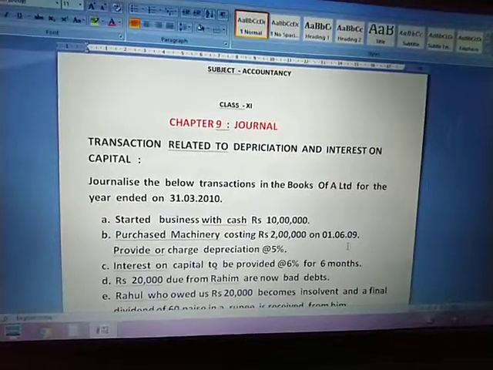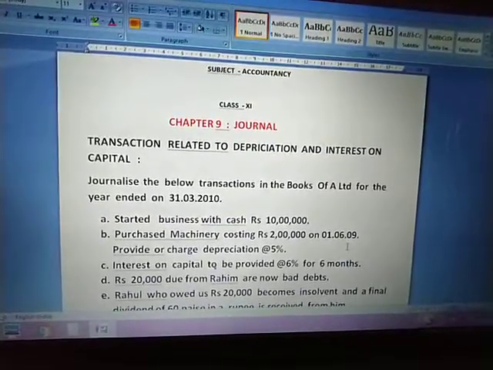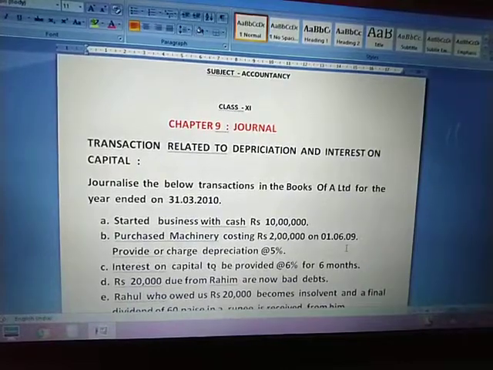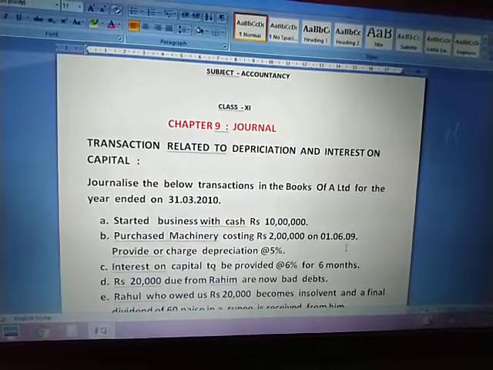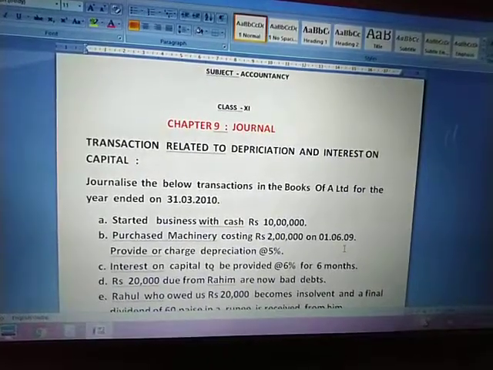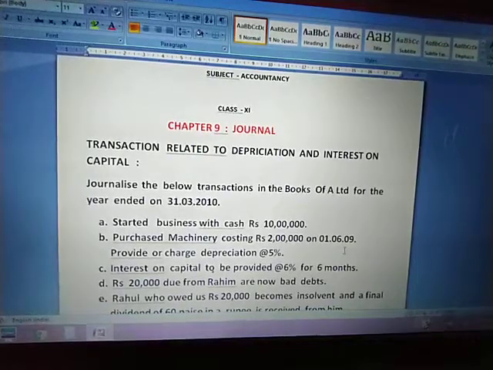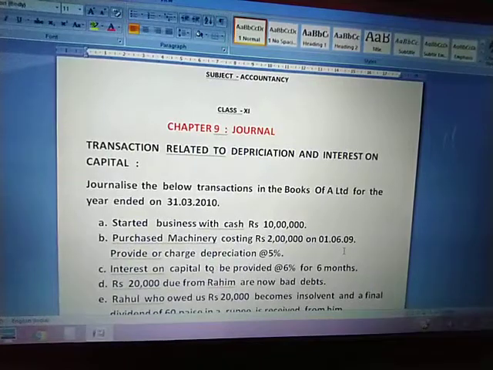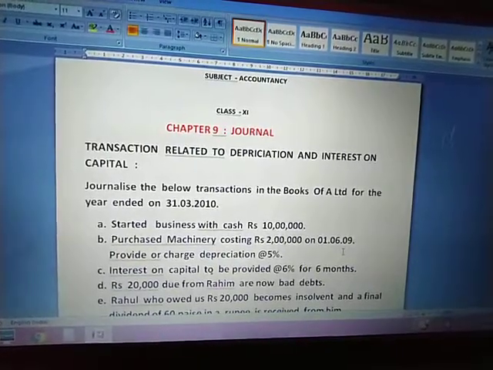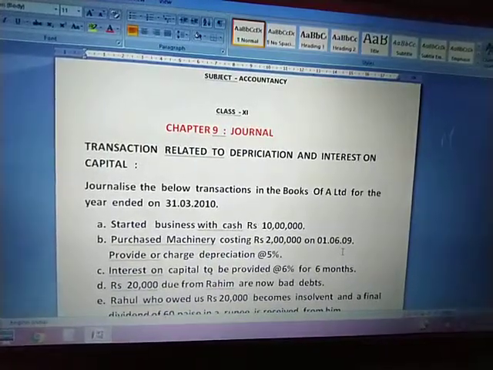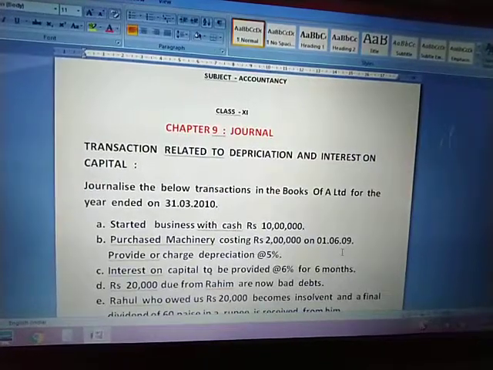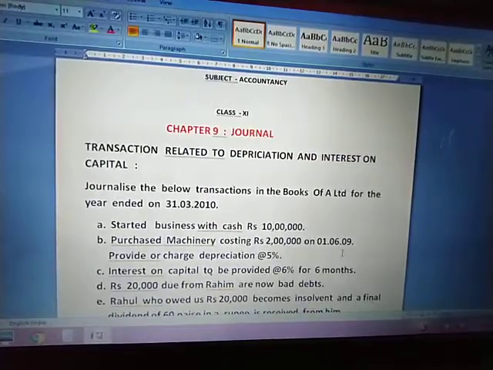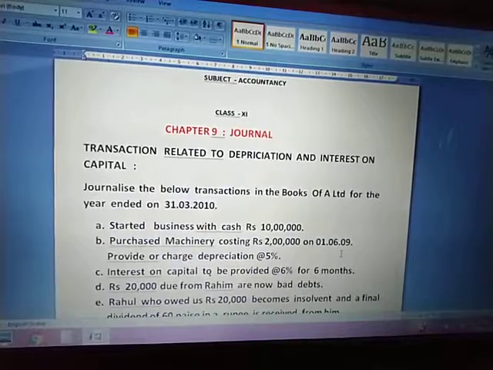Hello students, today we will learn how to calculate depreciation and interest on capital for a particular transaction. Now, as you all must be aware, depreciation is the wear and tear of a machinery or an asset due to its use over a period of time. Okay, and interest on capital is an expense for the business and an income for the proprietor.